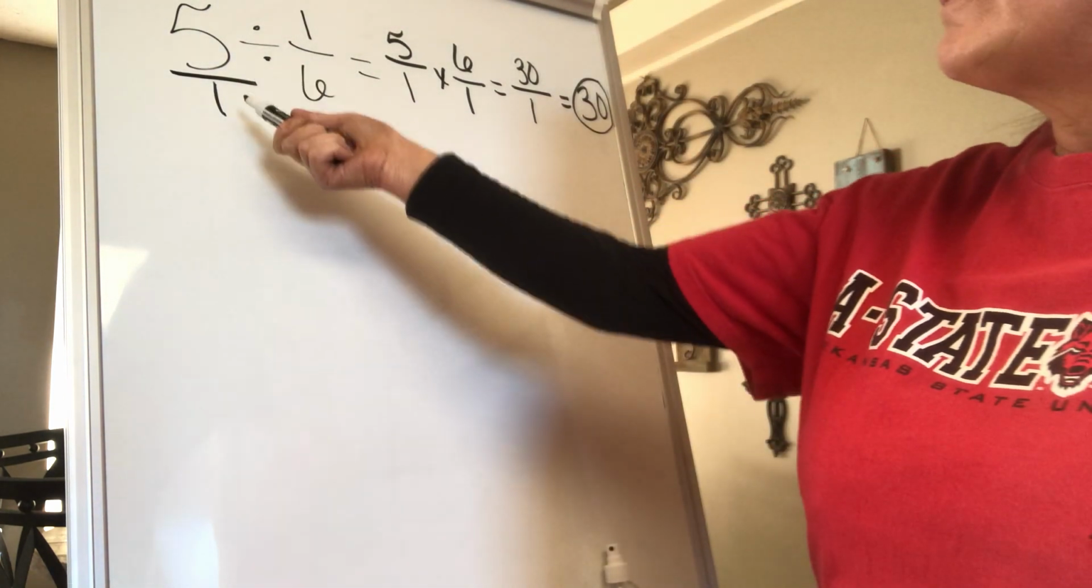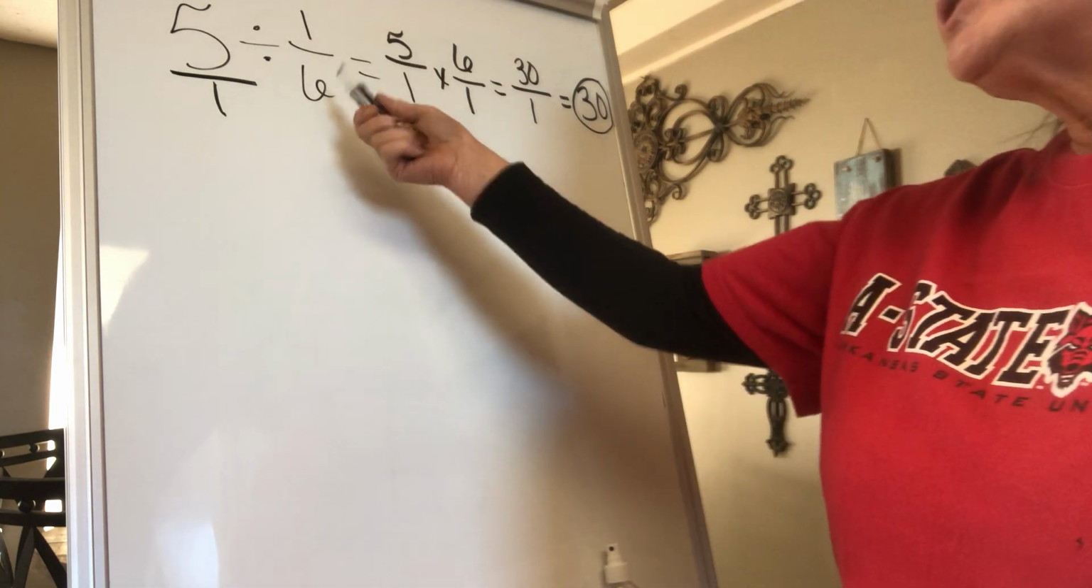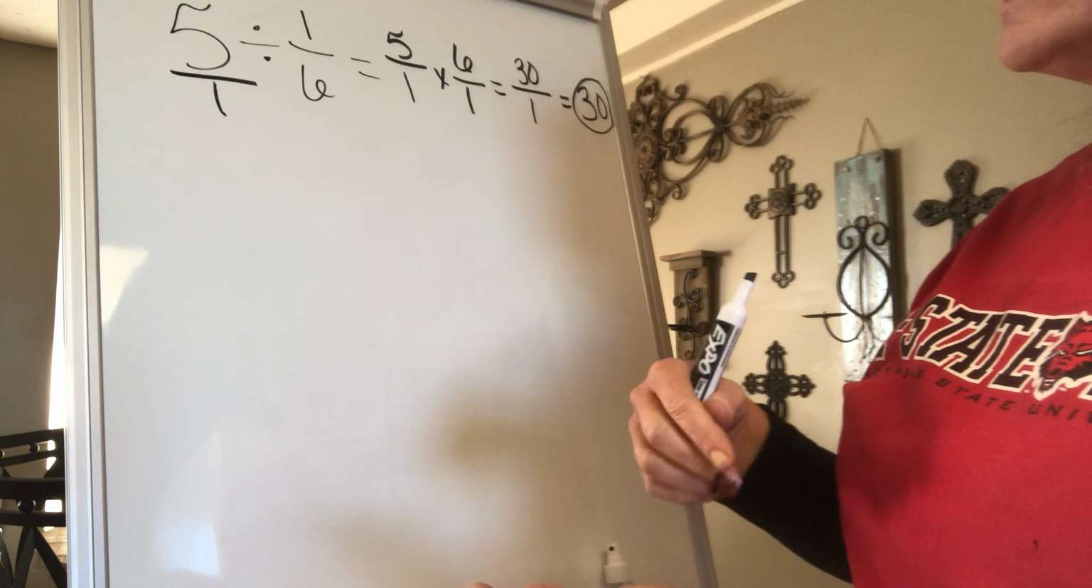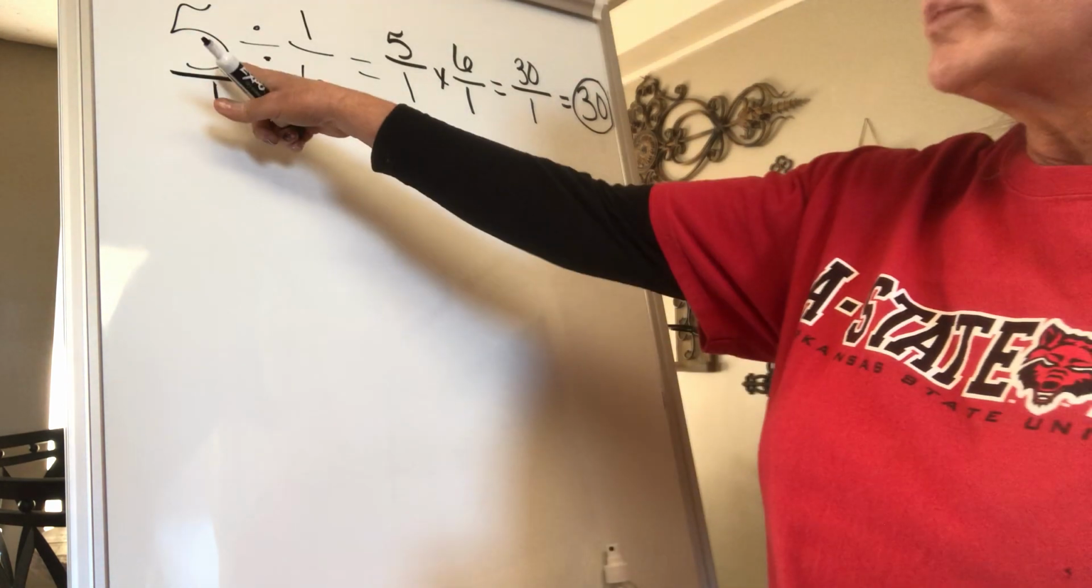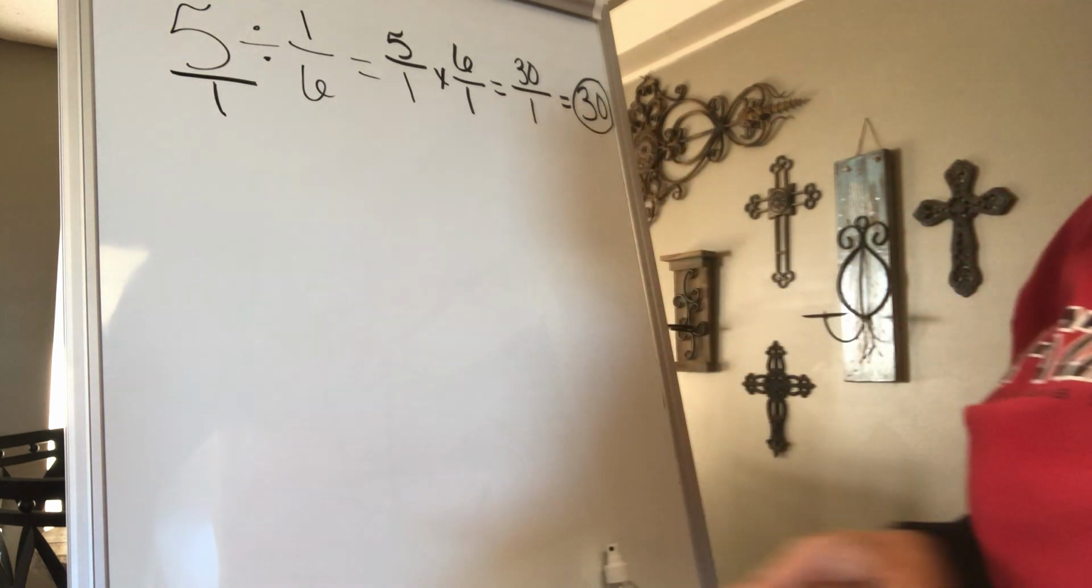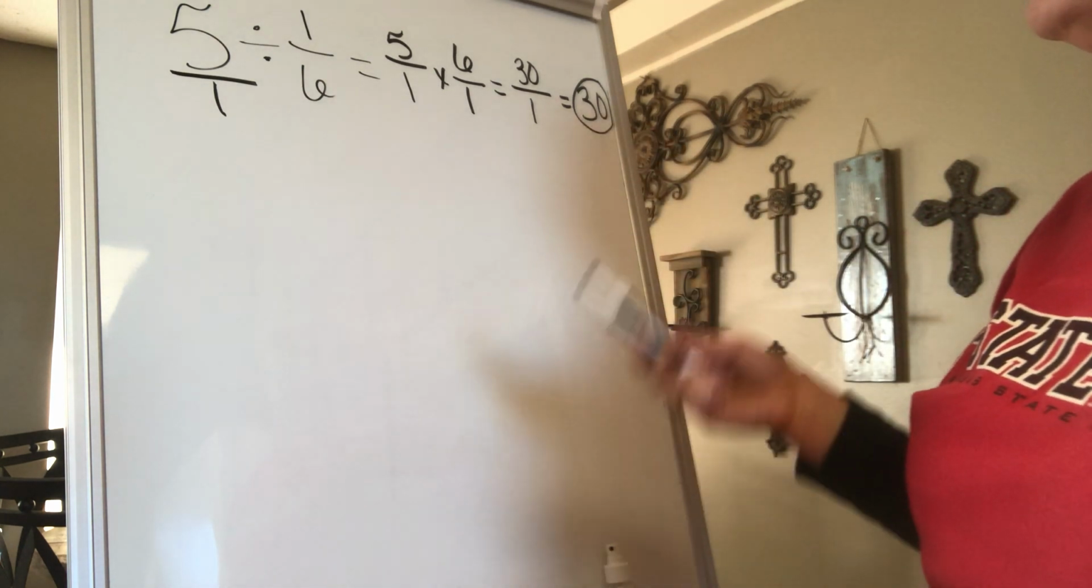I knew if I had 5 of something, but then I took that 5 and I split it up into sixths, I should have a higher number than 5 pieces now. I should have more number of pieces, and I did. I had 30 pieces now.